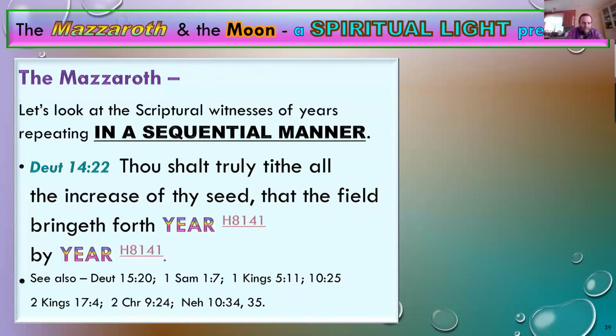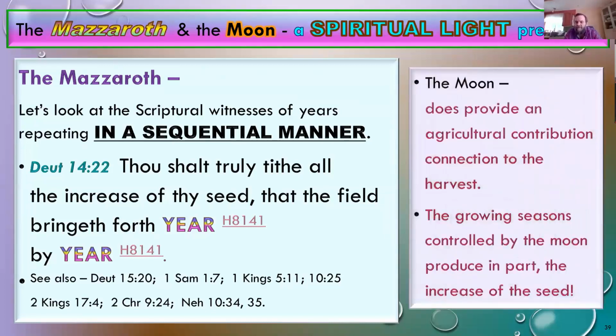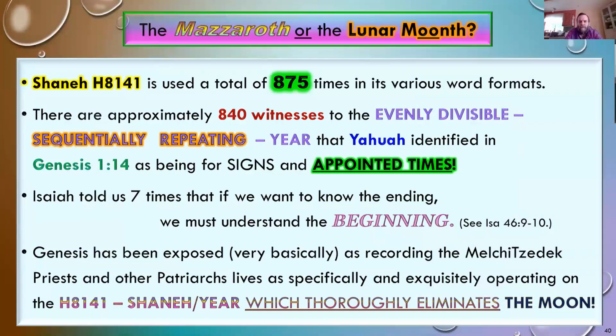Deuteronomy 14:22. Thou shalt truly tithe all the increase of thy seed that the field bringeth forth, year by year, that is, Shanei by Shanei. And in the verses below, you will see this year by year repetition, sequentially repeated system. These are the verses here. I hope that you will take these and look them up when you go through this study on your own. The moon does provide an agricultural contribution connection to the harvest. The growing seasons, controlled by the moon, produce in part the increase of the seed. The Mazzaroth, or the lunar month.